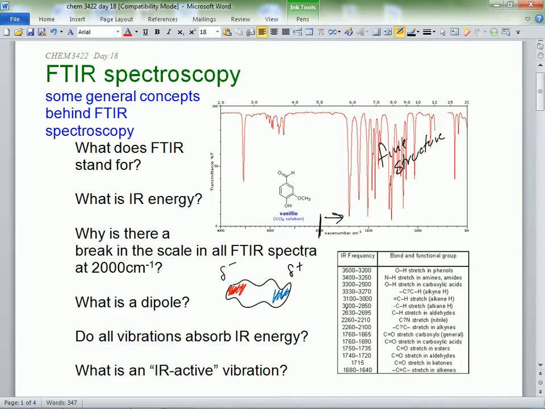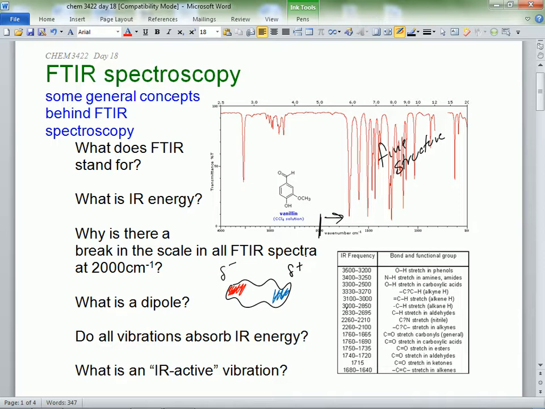Okay, Eric, we're on: do all vibrations absorb IR energy? I want to say no. Well, a good hint is the next question, right? Yeah, I guess so, no. Yeah, the answer is going to be no, because there's something called an IR active vibration. So that really leads us, Kevin, to what is an IR active vibration?